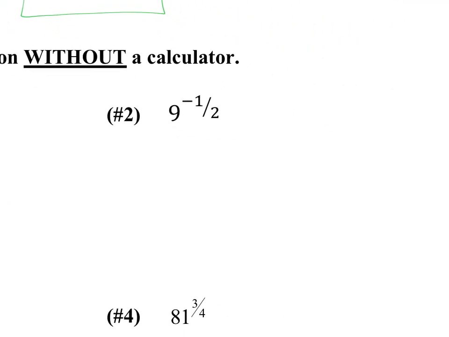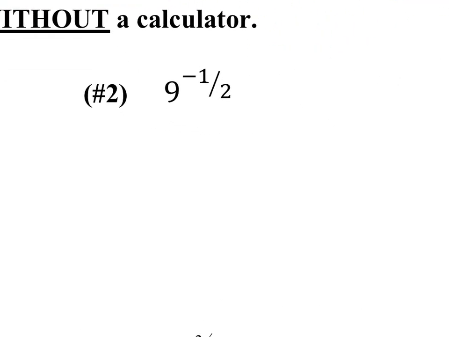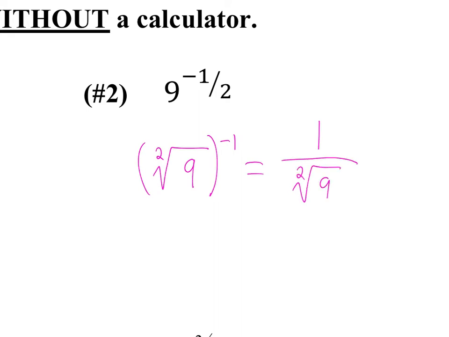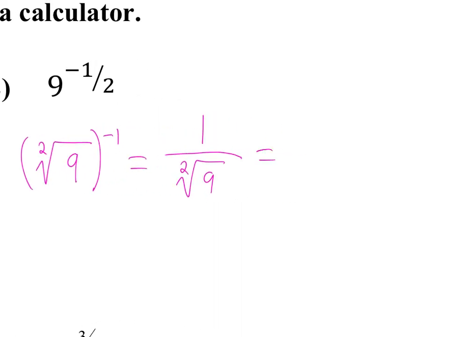All right, number 2, we have 9 to the negative 1/2 power. So let's rewrite this with radicals. It's going to make it easier to see. So we're going to have the square root of 9 all to the negative 1st power. But then we need to move this vertically. This is in the numerator, so we need to move it to the denominator. So we're going to do 1 over the square root of 9. And what is the square root of 9 going to be equal to? Well, that's going to be 3. So we get 1 over 3.